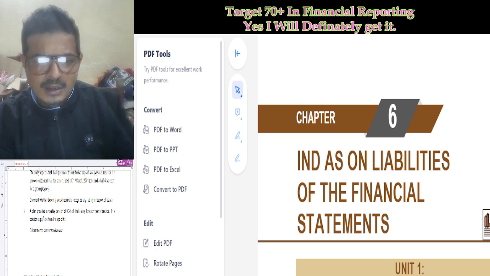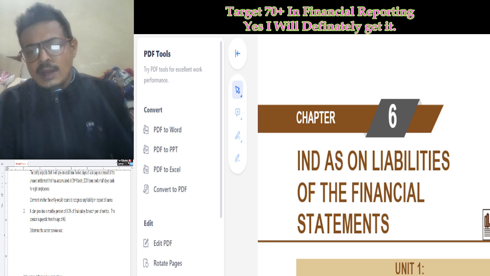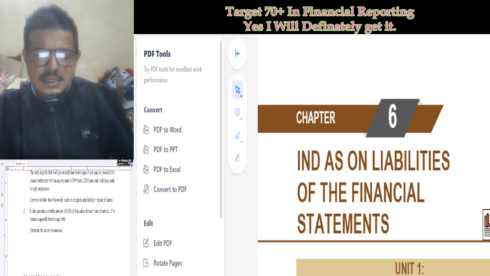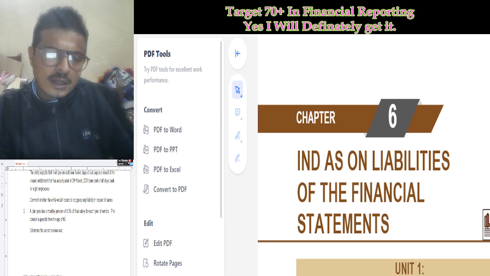There is a plan which provides a monthly pension of 0.3% of final salary for each year of service. So what does final salary mean? It is already tax adjusted, TDS adjusted, the final salary within a year, and of that only 0.3%. The pension is payable from the age of 65. Determine the current service cost.